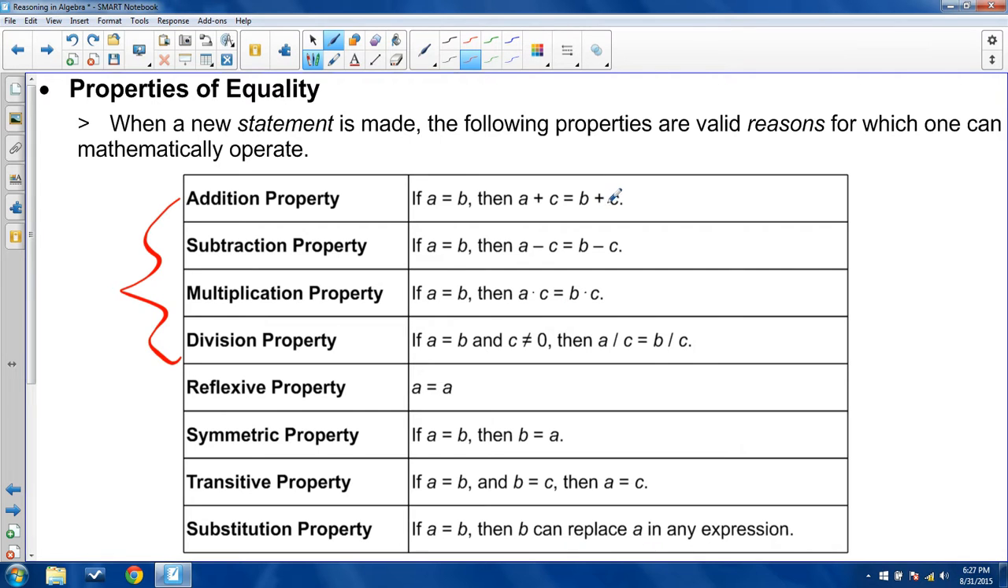A plus C equals B plus C if A equals B, etc., etc., etc. Now for division, you can't divide by 0, so making sure that you understand that you cannot divide both sides by 0 to make that happen.